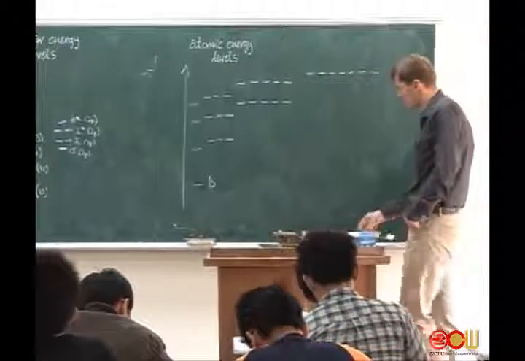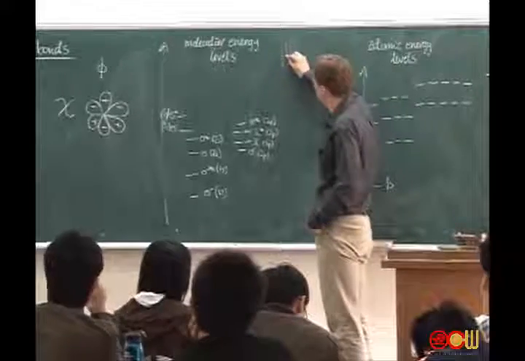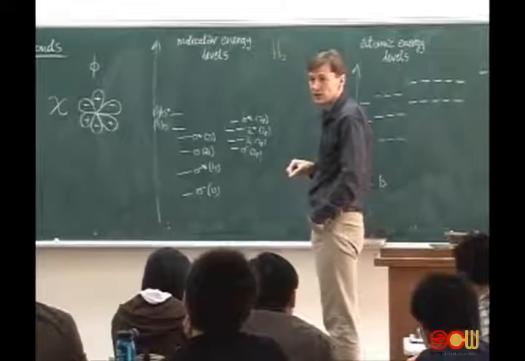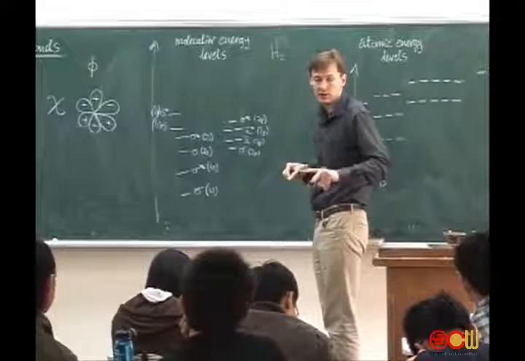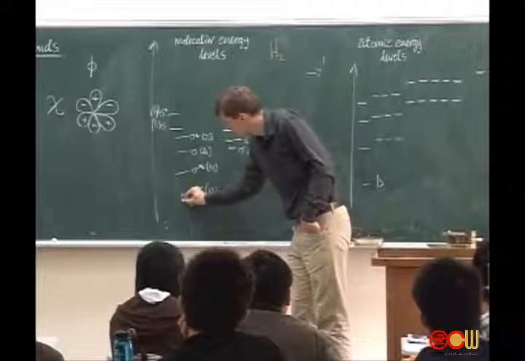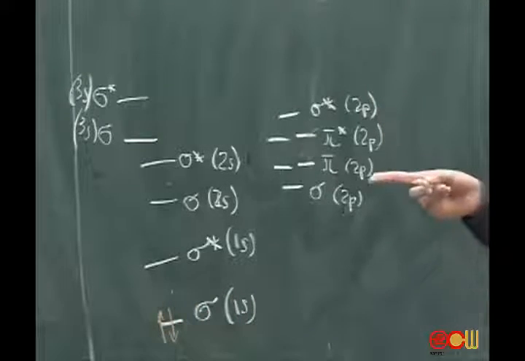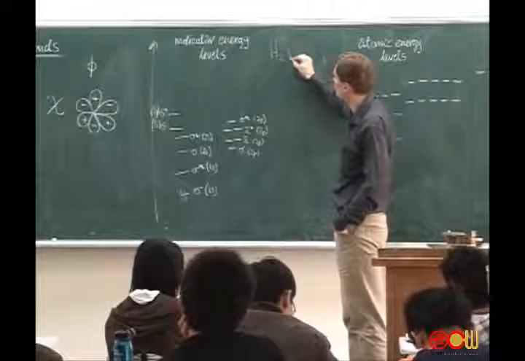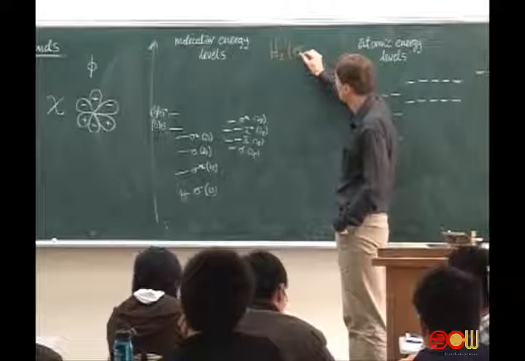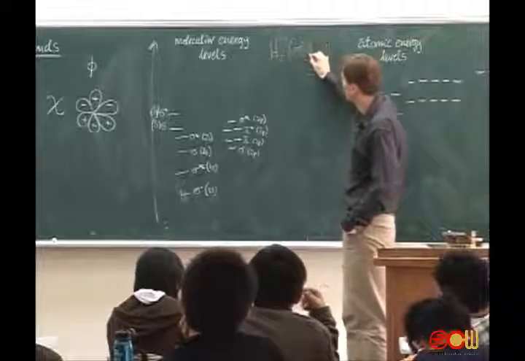How do I put electrons there? Well, if this is the hydrogen molecule, H2, I have 2 electrons, one from one hydrogen, another one from another hydrogen. So I have 2 electrons, I put them at the lowest level. So the electronic configuration of H2 is sigma 1s 2 electrons.